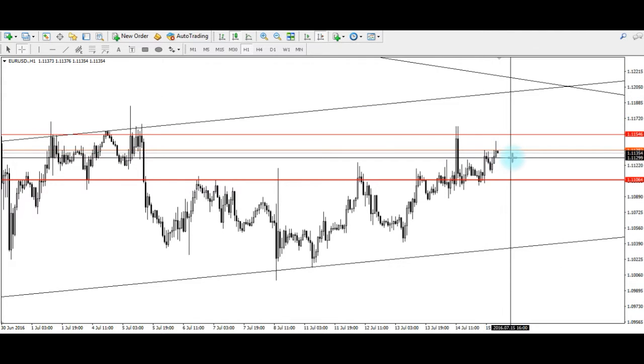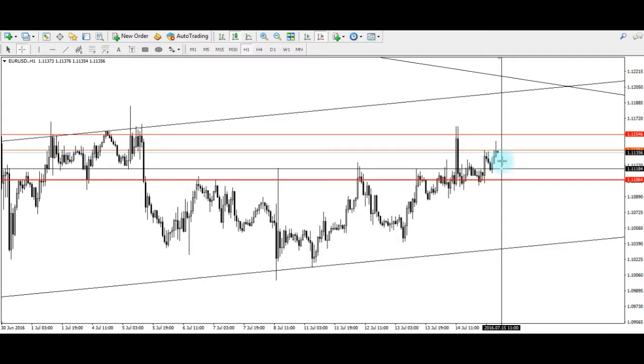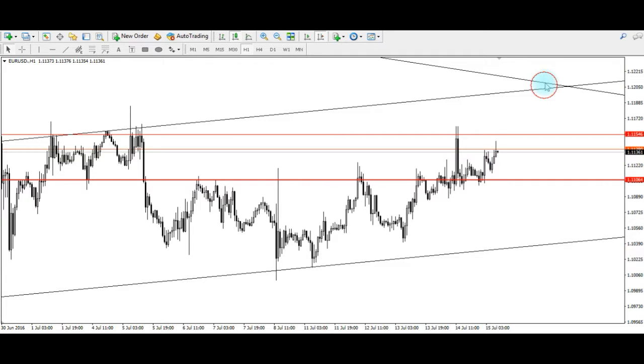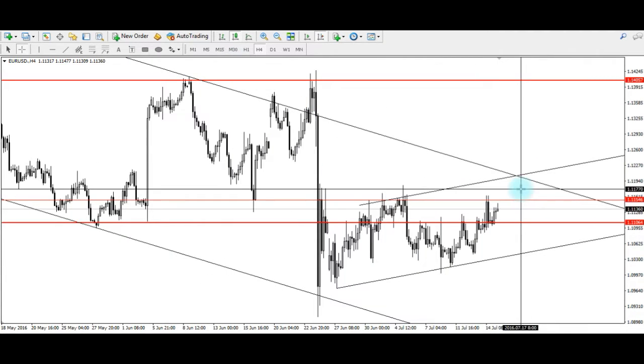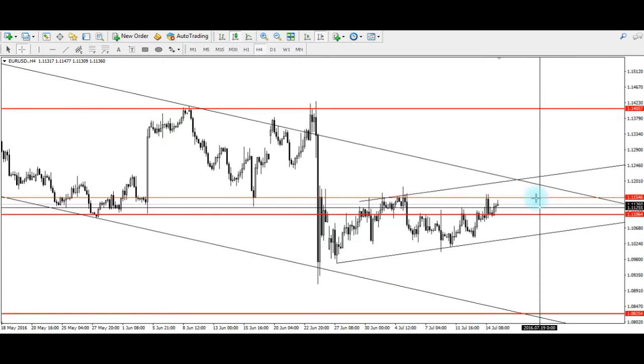So hopefully we see a strong appreciation towards the top, and then we shall look for a sell all the way to the bottom, or to the major support at 1.0825. So that's the ultimate goal we have for this trade.